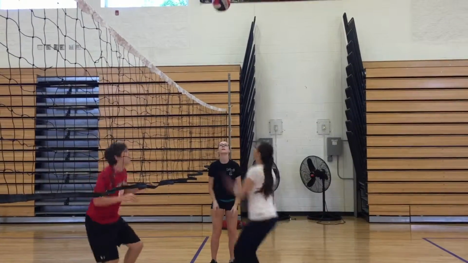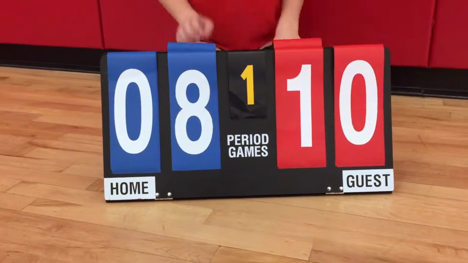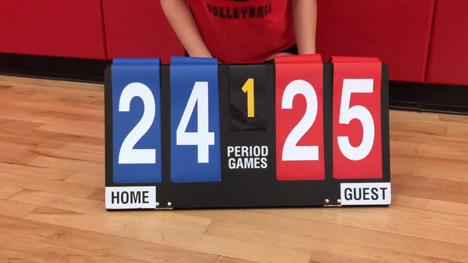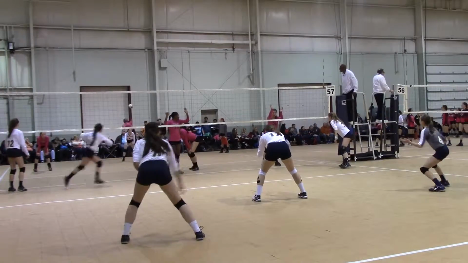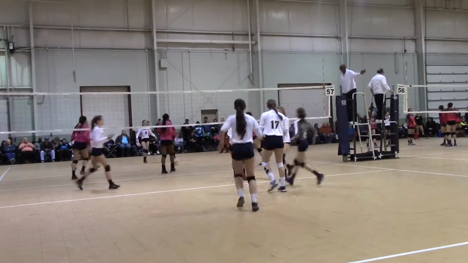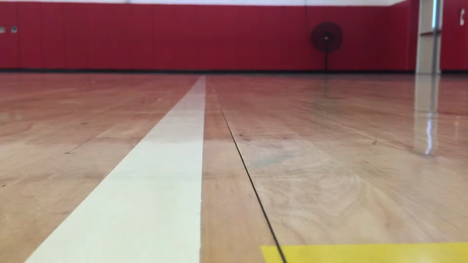The object of volleyball is to win 2 out of 3 sets. You win a set by reaching 25 points before the other team and winning by 2. You earn a point if the opposing team is unable to send the ball over the net or they send the ball across the net on the outside of your court.